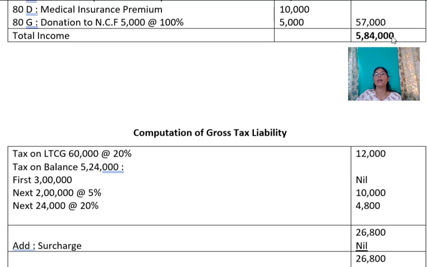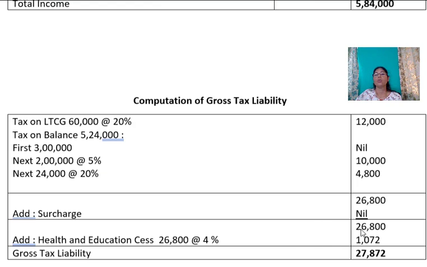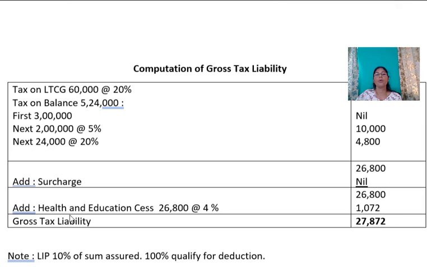Now as the income is just 5,84,000, you don't have to add surcharge, because surcharge applies if the total income is above 50 lakh. And also the income is not less than 5 lakh. If it was less than 5 lakh, you could have given rebate of 12,500, but here it is more than 5,84,000. So there is no rebate, no surcharge. So on this 26,800, now we can provide health and education cess at 4% on 26,800. It comes to 1,072. If you add this, the gross tax liability is 27,872.